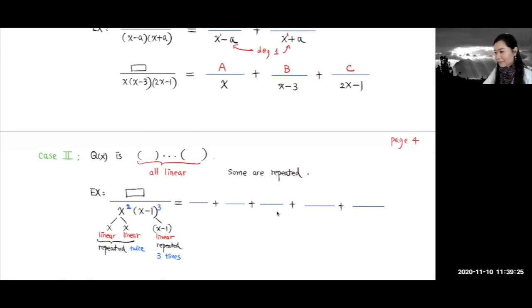A common mistake is that students forget this is actually a linear factor repeated twice. It's not quadratic; it is a linear factor repeated twice. So to decompose this, we put down the denominators for the partial fractions. The first one will have X, and then the second one will have X squared. Every time you go up by 1 in the exponent, until you reach the maximum power, which is 2.